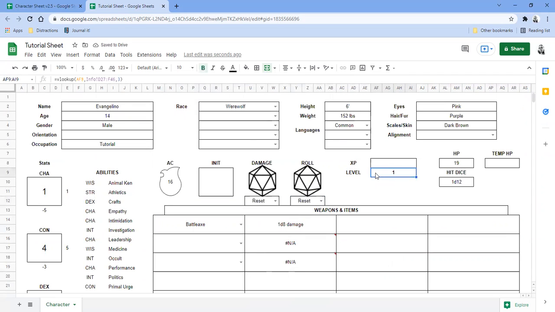Let's talk about leveling up. So after each session, I'm going to say you get so many extra experience points, XP.